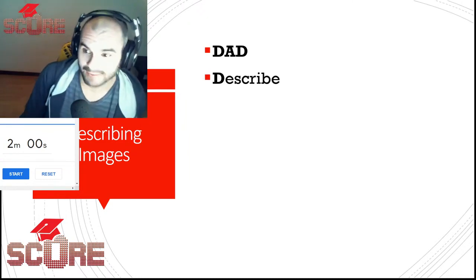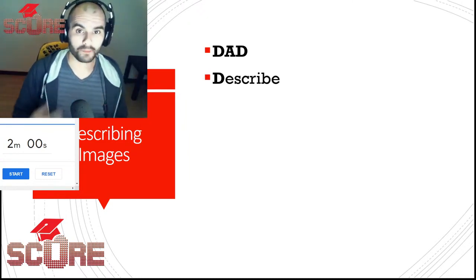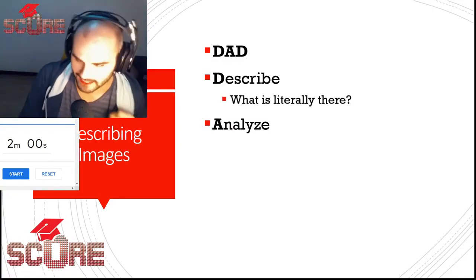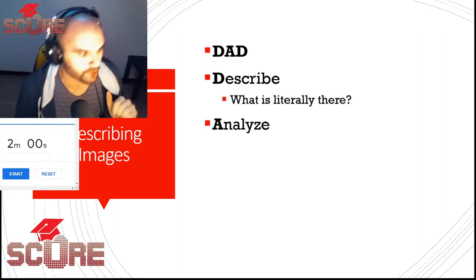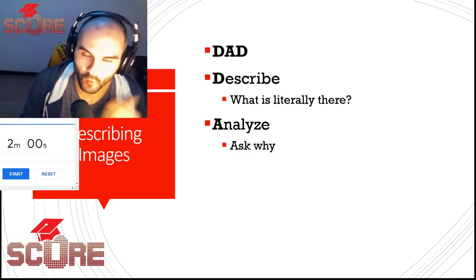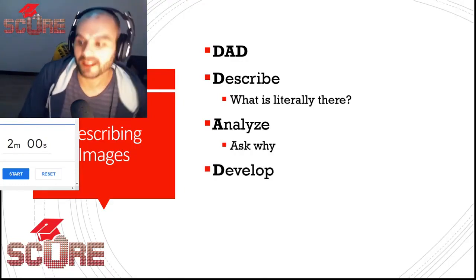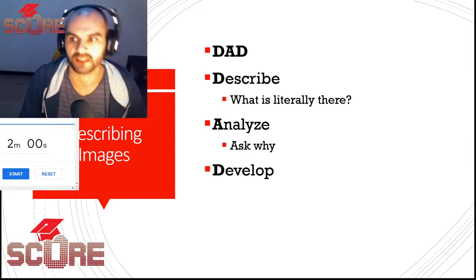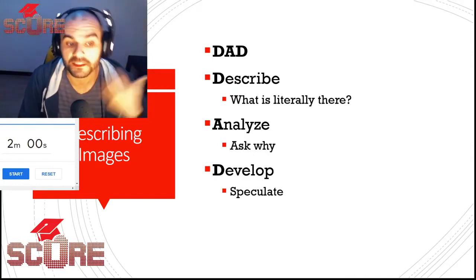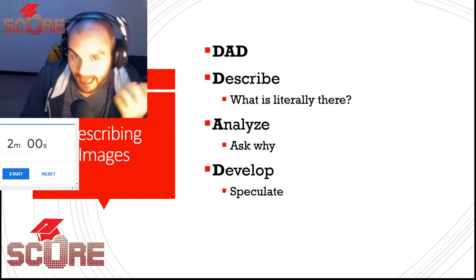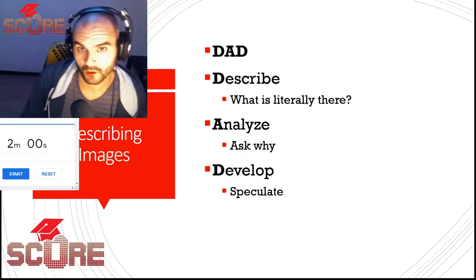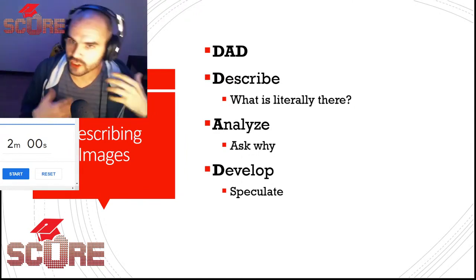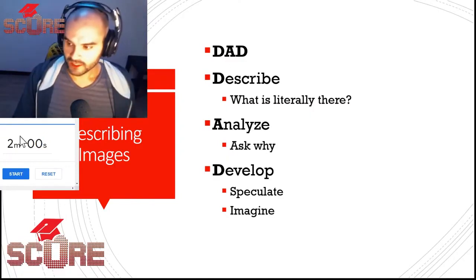First, describe, okay? This is where you're gonna bust out your vocabulary, especially your adjectives and your verbs. Then we're gonna analyze. Okay, we're gonna go a little bit deeper and start asking why. Why are these things happening? Finally, I wanna develop this stuff, okay? So that's the DAD. Describe, analyze, and develop. Develop means that you're gonna speculate, you're gonna think about what might happen, what could happen, okay? What are the possibilities? Again, this shows off other English structures. It shows off your other skills. All right, let's do it.